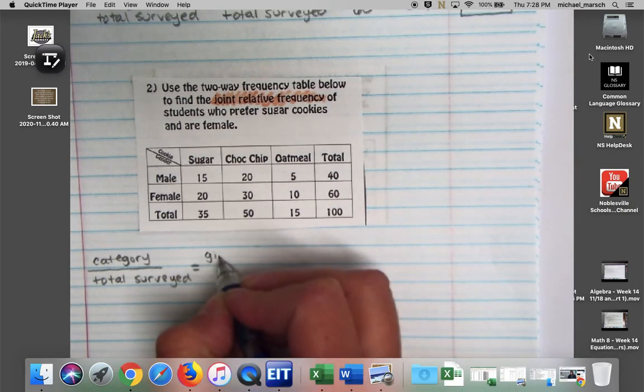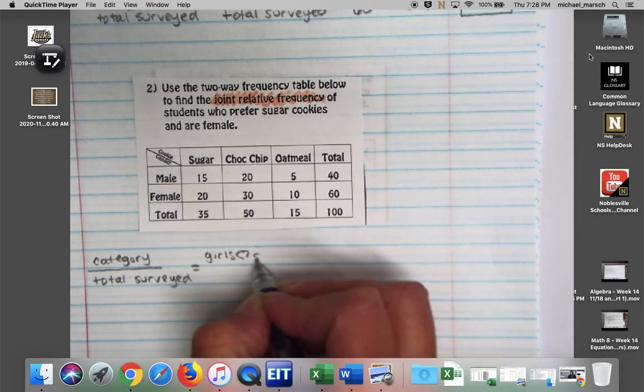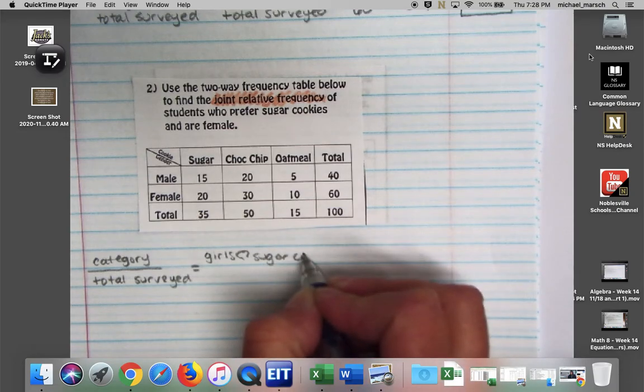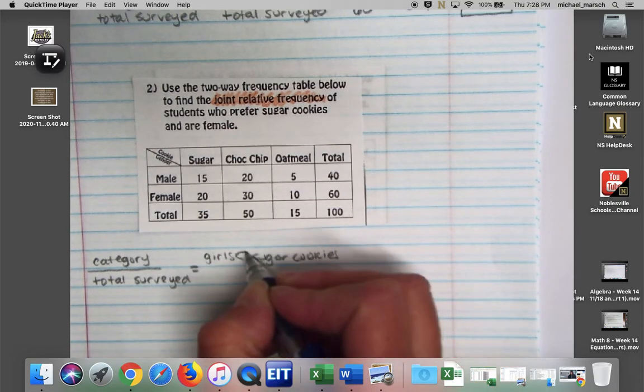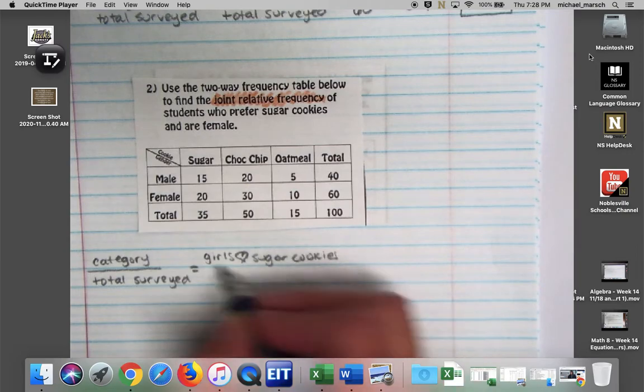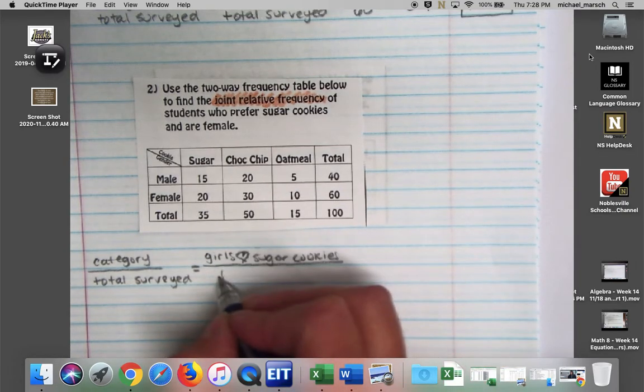So this is girls who love sugar cookies. Do you guys like my little hearts? I guess I can make that more obvious. Over total surveyed.